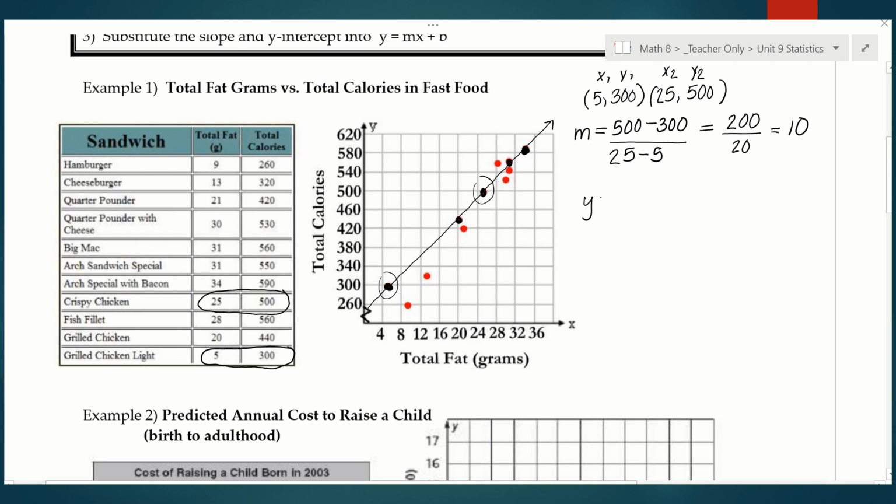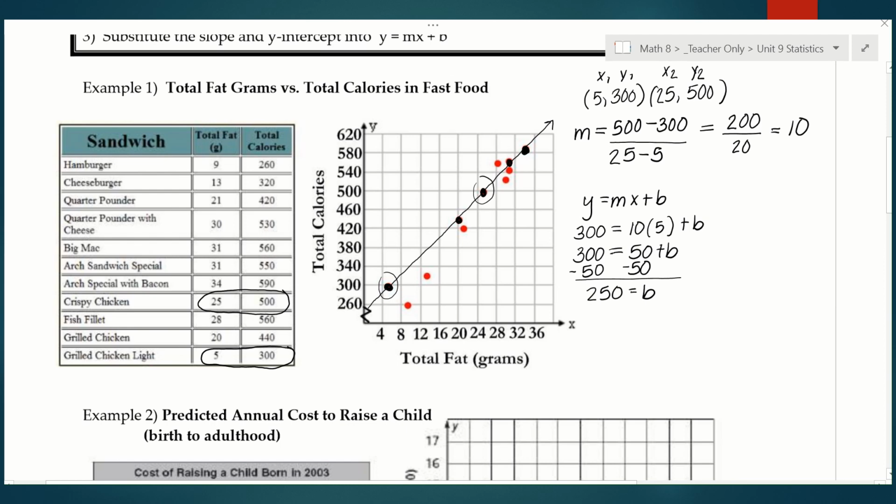My next step is to figure out what my y-intercept would be. Okay, so I'm going to, again, just pick one of those points that are on your line. I'll just go with the first one. So in that case, my y is 300. My slope I just got was 10. The x-coordinate from the point I'm using is 5. And b is what I don't know. Okay, so if I go through and I simplify this, to solve for b, I'm going to subtract 50 from both sides. And I get that my y-intercept is 250.